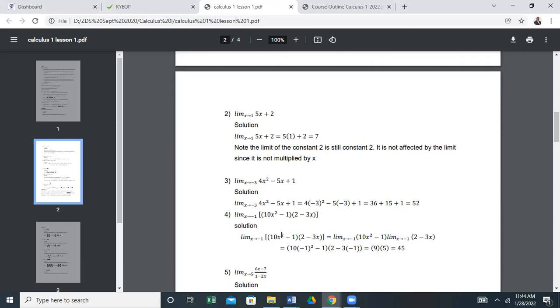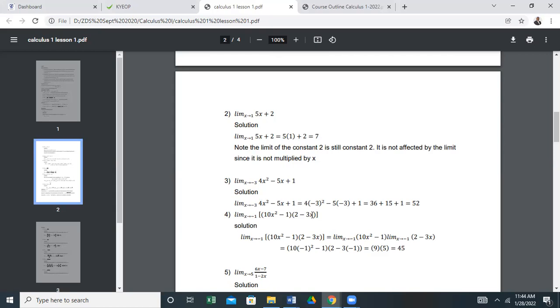I explained the fourth scenario. The fourth scenario is a scenario of product. So I have two functions here. I have the first function, 10x squared minus 1. And the second function is 2 minus 3x. So the solution is to replace, then I open the bracket. It is as simple as that.